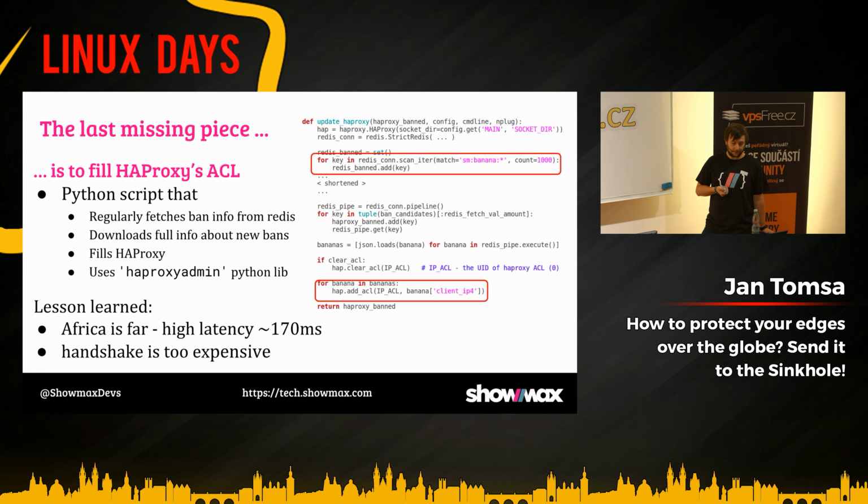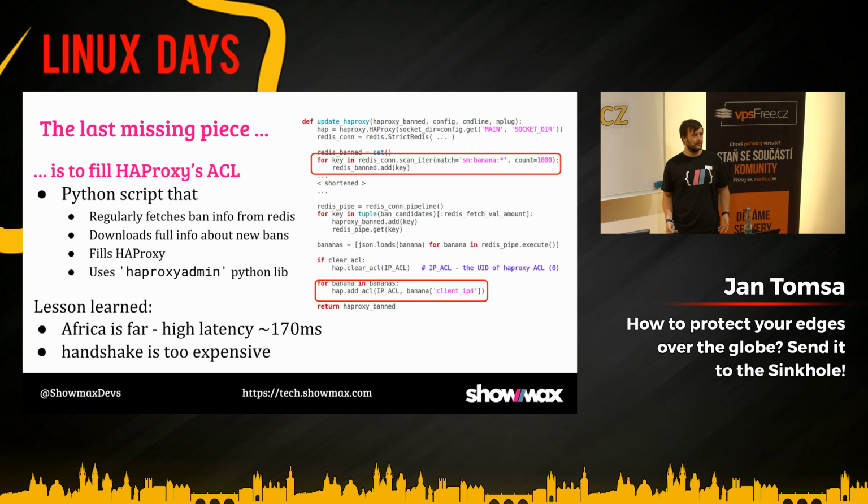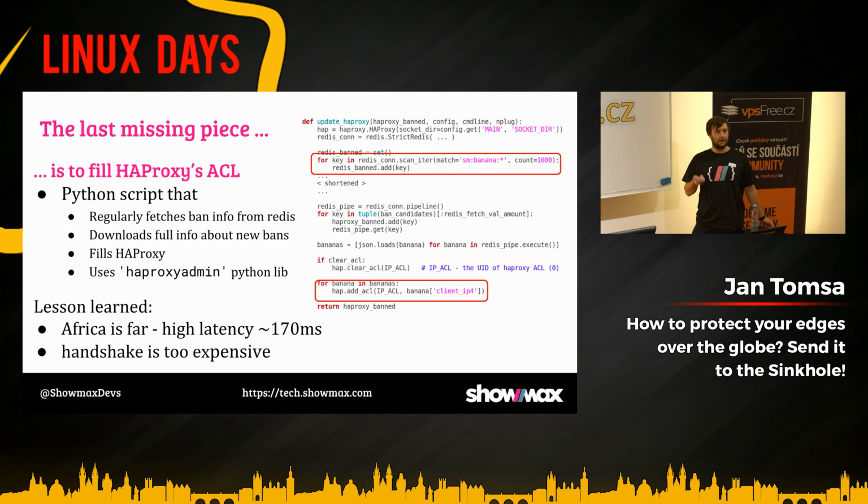After some debugging, we found out that the function that we use for iterating did it in batches of 10. So it took a really long time to iterate all the keys in batches of 10, because the handshake took more than 200 milliseconds to get to Africa and back. In the end, we ended up with a count of 1,000, and the time decreased from 15 minutes to 5 seconds, so now it's usable everywhere. The lesson to be learned here: you have to know the network you are dealing with and design your tools properly.